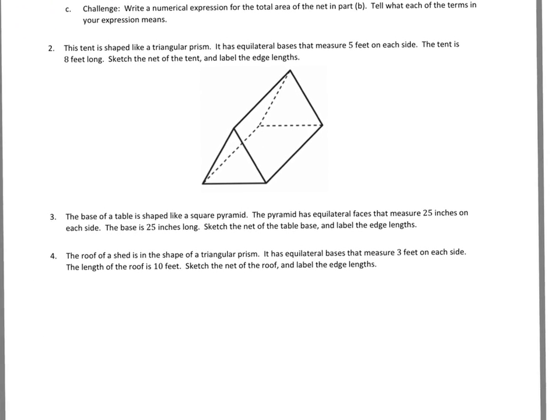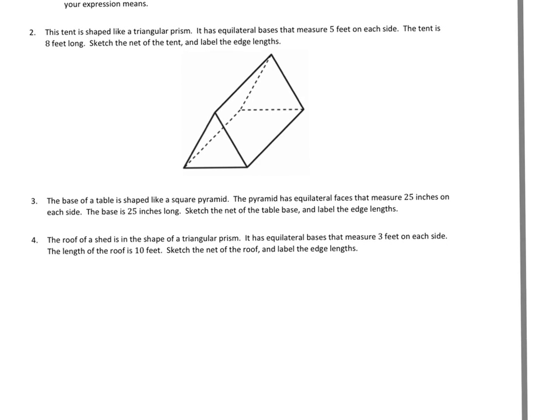So let's go to 2 because we have 2 and 4 kind of work together because we're talking about a tent-shaped triangular prism. And then for 4, the roof of a shed is a triangular prism. So it's going to look like this shape that we have right in front of us. So right now, I'll do 2.